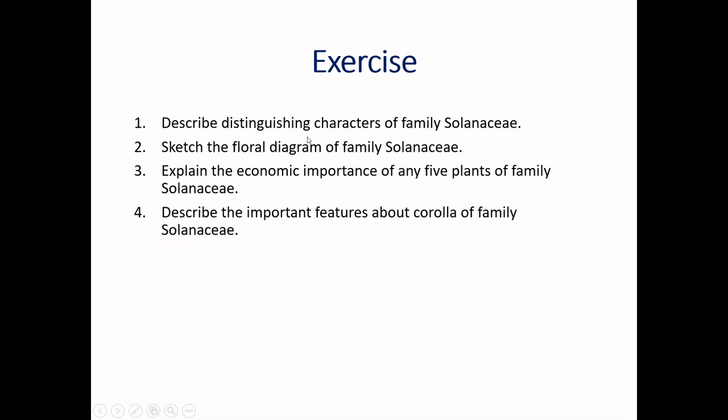Dear students, on the basis of family Solanaceae, these are some exercise questions. First question, describe distinguishing characters of family Solanaceae. Sketch the floral diagram of family Solanaceae. Explain the economic importance of any 5 plants of family Solanaceae, and describe the important features about the corolla of Solanaceae.